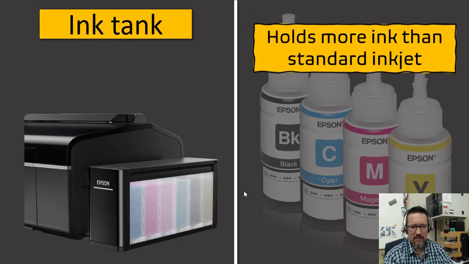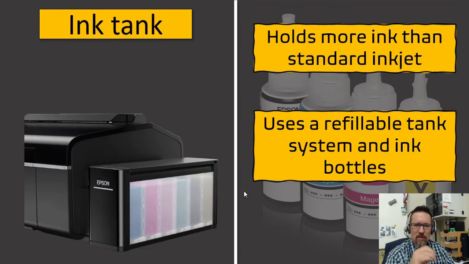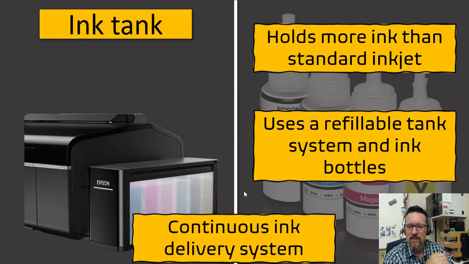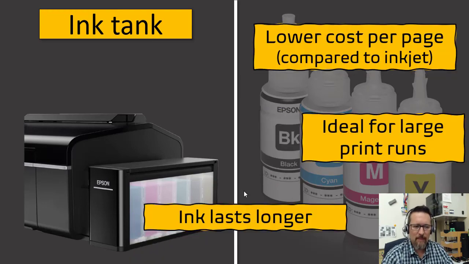Right, the ink tank. The ink tank holds a lot more than the standard inkjet. It uses a refillable tank system with ink bottles. So they've got just 4 or 5 or 6 of these bottles of ink, and you fill these bottles with the ink and they stay connected to the printer. It has a continuous ink delivery system. It's a lower cost per page compared to the inkjet. It's ideal for lots and lots of printing, and the ink lasts longer.